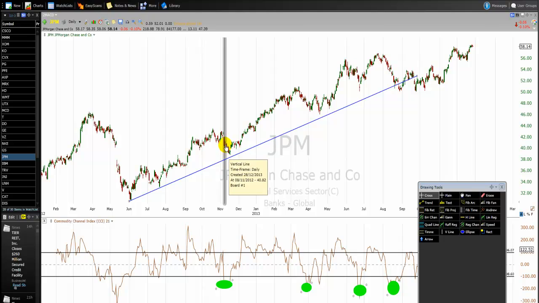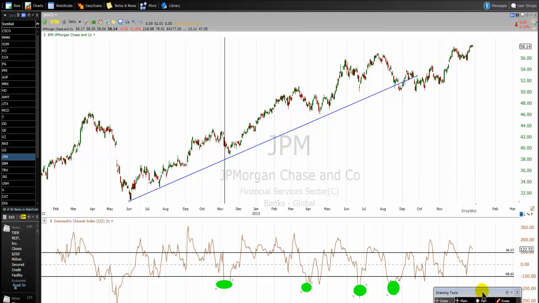We keep eyes on the price until the price retests the trend line here. That's where the professional came in now and bought it. All right? Let's look at another mistake that traders are making.